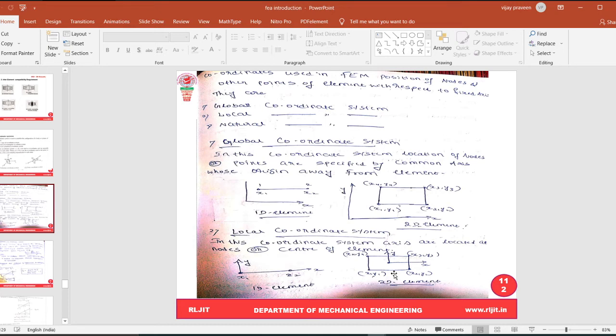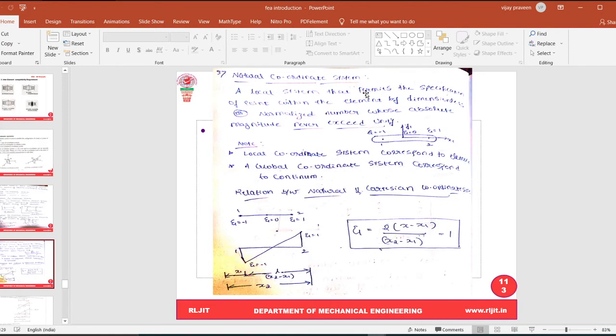Next one. What do you mean by natural? Natural coordinate system is what? Again, this is also a kind of local system only. They specify the nodes or elements within the element itself, but using a normalized or dimensionless number. That is, its absolute value never exceeds unity. Here it is represented by zeta, either +1 or -1 at the ends. At the center, it is 0. Is it clear?